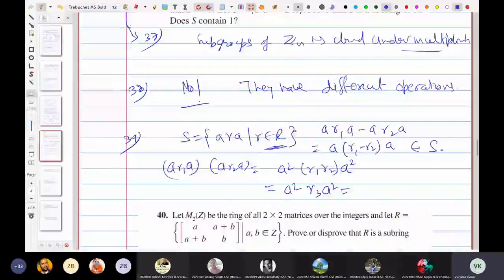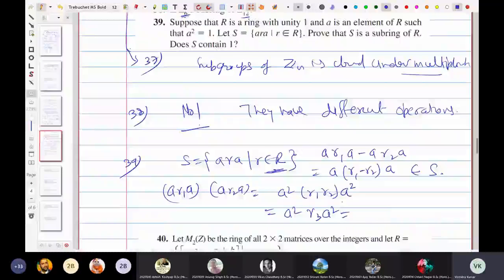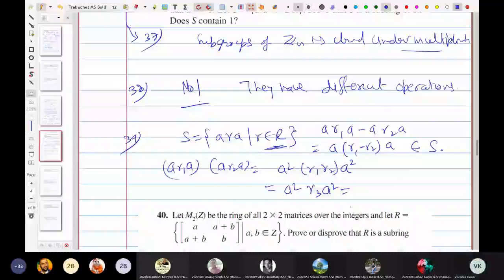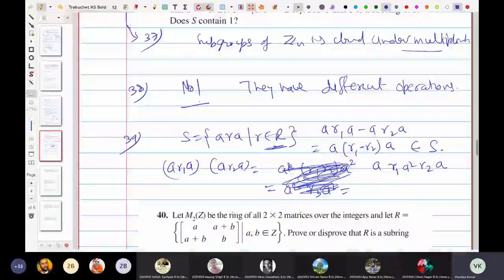A square is given to be 1. Or I have made some mistake. Yes, I made a mistake; this should not be like this. This equals a, then r1, then a squared, r2, and a, like this. Since a squared is the identity, we are left with a r1 r2 a. So this belongs to S again, because r1 r2 belongs to R.